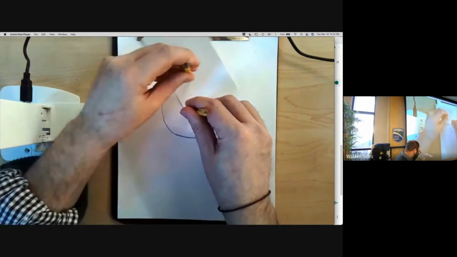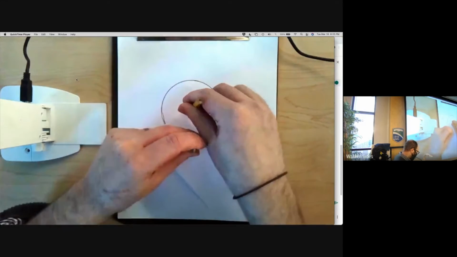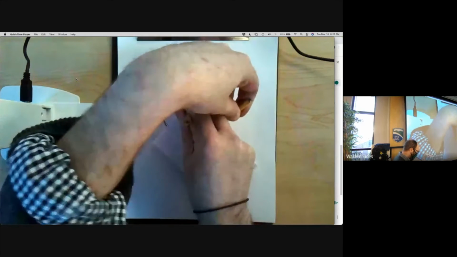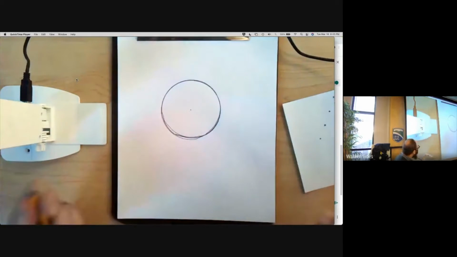By the way, at least in ancient Greece, they had much better compasses and straight edges. So their work probably looked a lot better than that, but close enough.